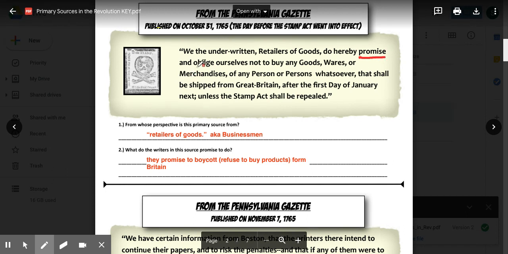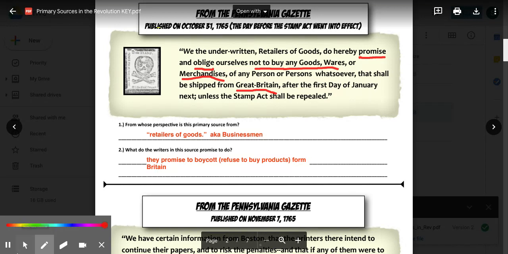So they're saying here, we promise and oblige, which means another way to say promise or to swear ourselves, not to buy any goods, wares, or merchandise of any person or persons whatsoever that shall be shipped from Great Britain. So what are they saying there? They're essentially saying they're boycotting, right?